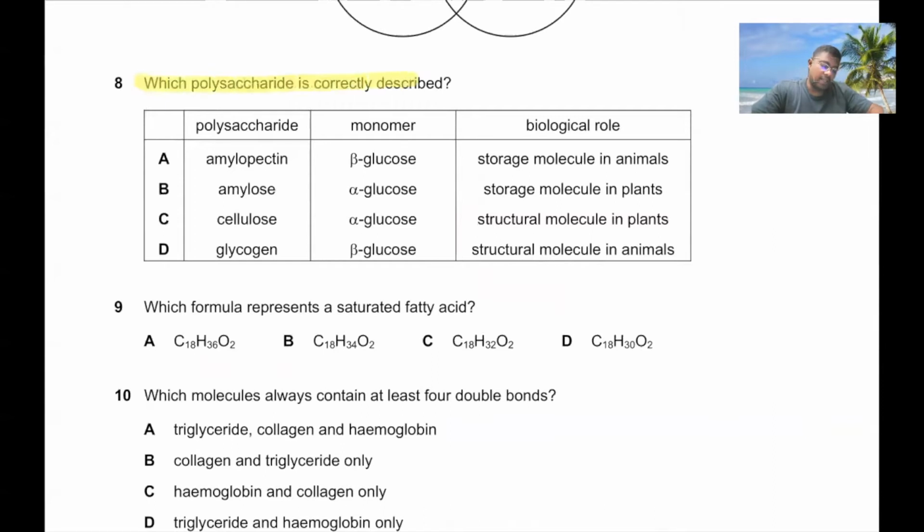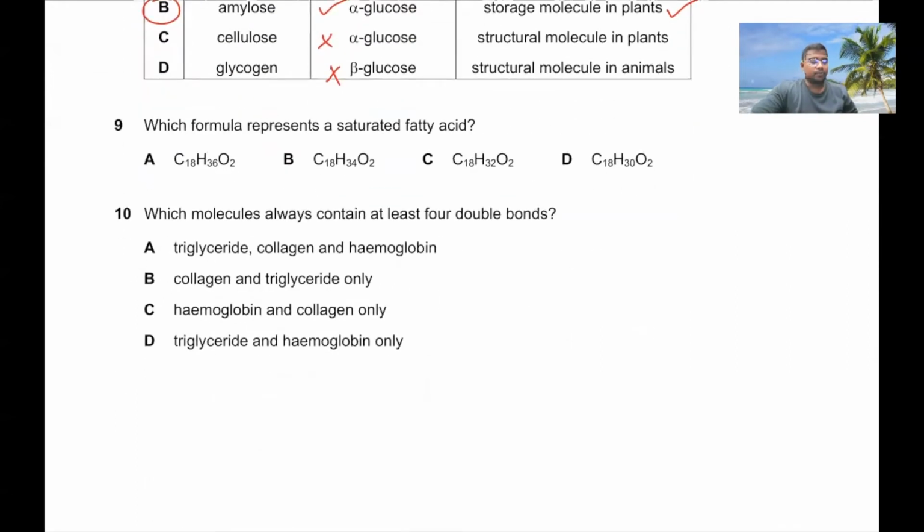Which polysaccharide is correctly described? Amylopectin made of beta glucose, wrong. Amylose made of alpha glucose, correct. Storage molecule in plants, correct. Cellulose is not made of alpha glucose, glycogen is not made of beta glucose. So 8B is the correct answer.